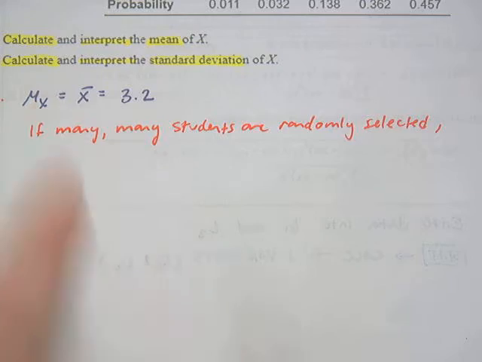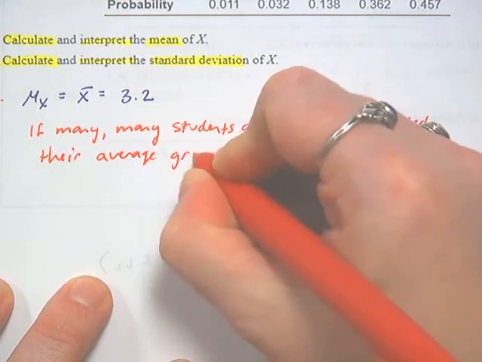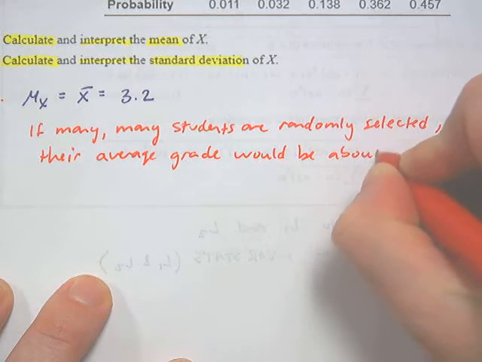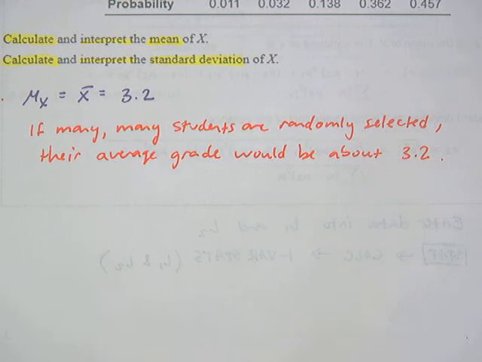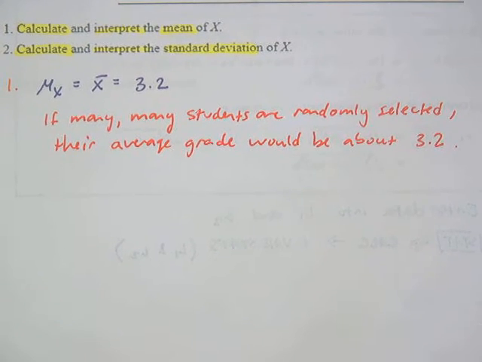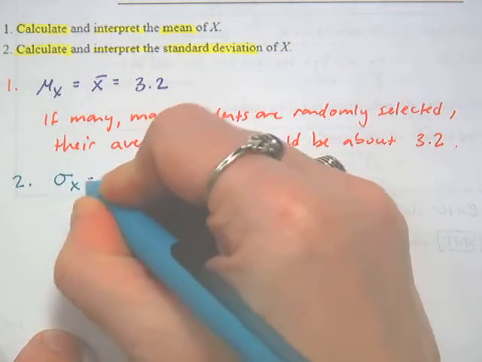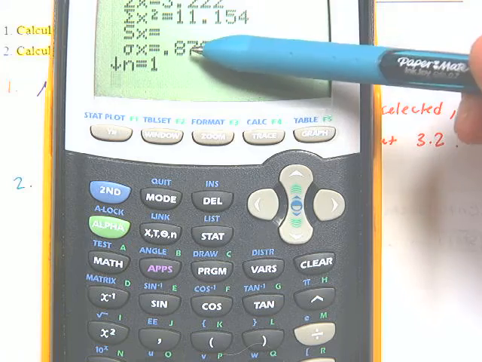think about what you just found. You found the average. Their average grade would be about 3.2. Number 2, the standard deviation of the discrete random variable is right here, 0.88.